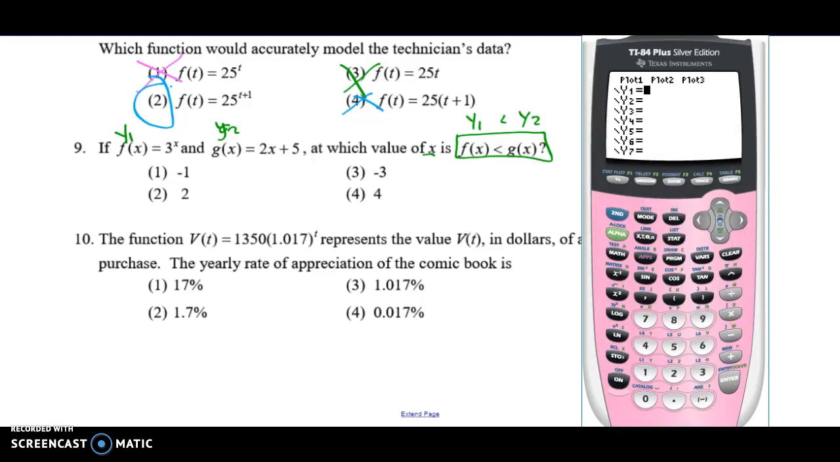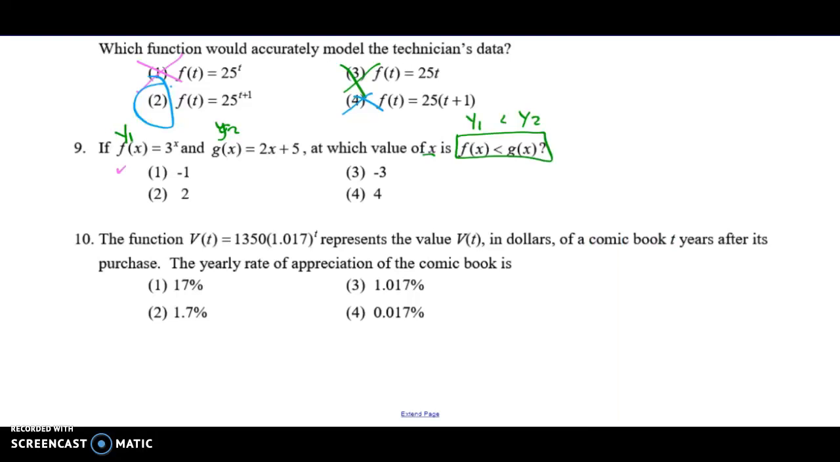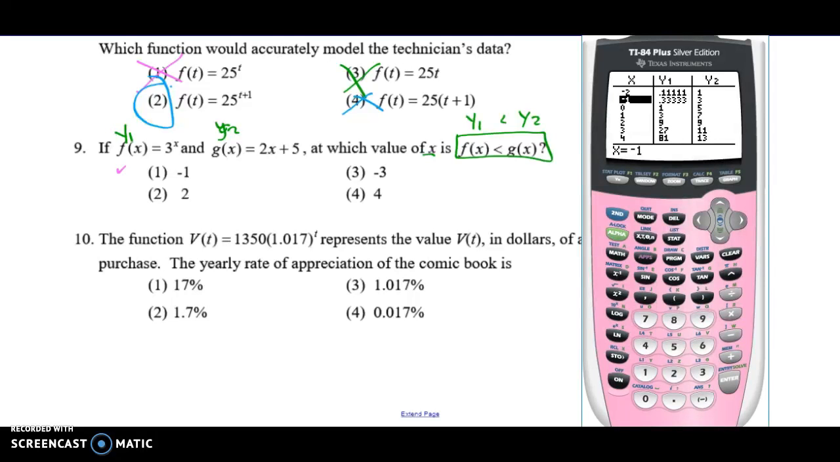So here we go. Plugging it in, f of x is 3 to the x. G of x, 2x plus 5. Going to my table now. We can look at the specific values that they've asked us and given us as answer options. So choice 1 is -1. When x is -1, I see a 0.3 and a 3. Is 0.3 less than 3? Yep. But to verify, good test taking skills means you verify all your other answer options.